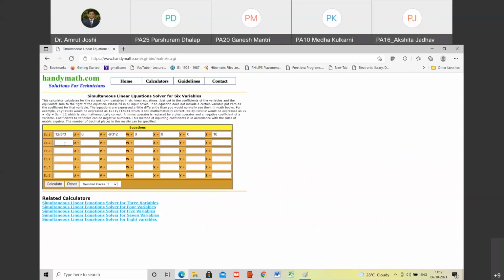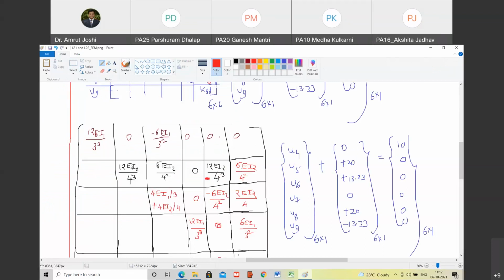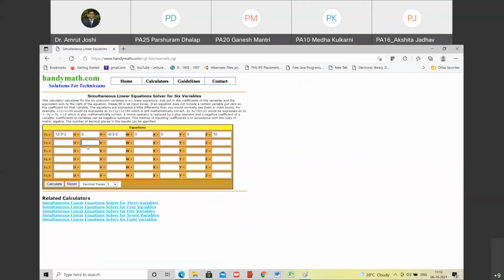Yes, sir. Let us look at equation number 2. So equation number 2, 12 upon 4 cube. I will first substitute all the diagonal terms. 12 upon 4 cube.